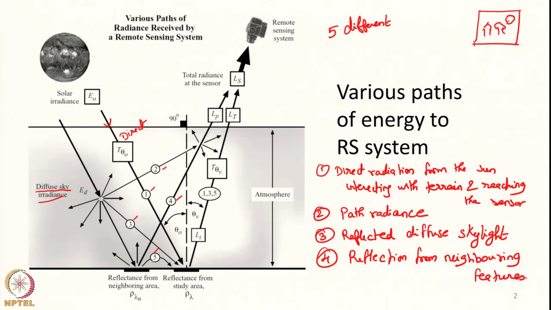And finally, path 5. Path 5 is, say we are interested about collecting information about any one object, okay. So, energy from sun will come in, will be irradiating our neighboring pixel. Let us say now we want to collect information about this tree. So, sunlight will come, fall on the house which is next to tree, and a fraction of it will again fall on the tree which will be reflected. So, that is energy undergoing multiple reflections.